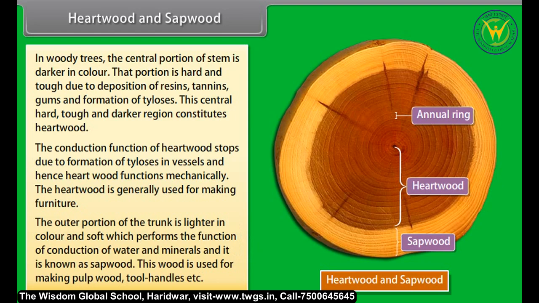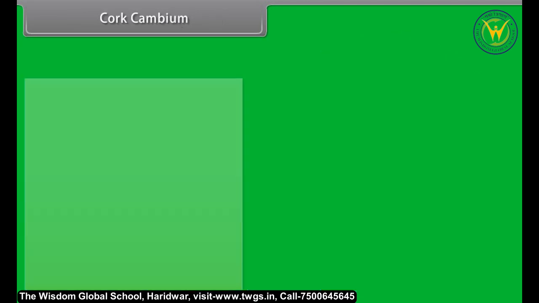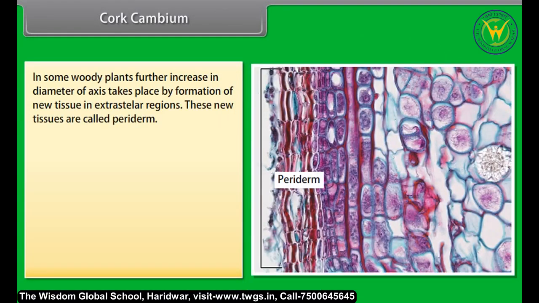The outer portion of the trunk is lighter in color and soft, which performs the function of conduction of water and mineral, and it is known as sapwood. This wood is used for making pulpwood, tool handles, etc. Cork cambium. In some woody plants, further increase in diameter of axis takes place by formation of new tissue in extrastellar regions. These new tissues are called periderm.